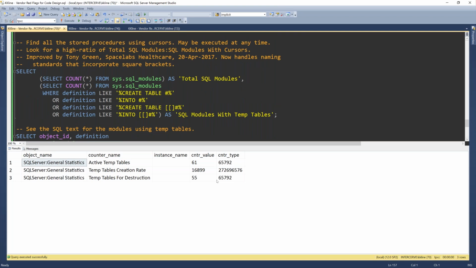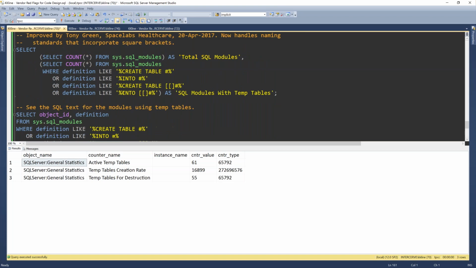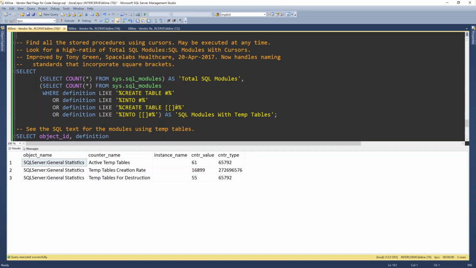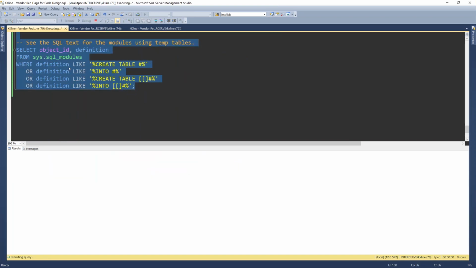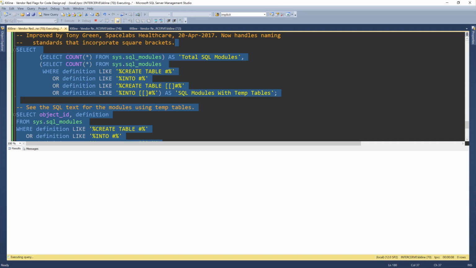So if these numbers are crazy high, then I go on and take another deeper look to find all of the stored procedures that might be using these temporary tables. So I'm looking basically for the ampersand here. And thanks to Tony Green, who contributed some code to my little script library here, so that it looks for anything with angle brackets as well. All right, so let's take a look and run these. And I'm not sure if we'll get a result in this database. Let's see what that has to say.